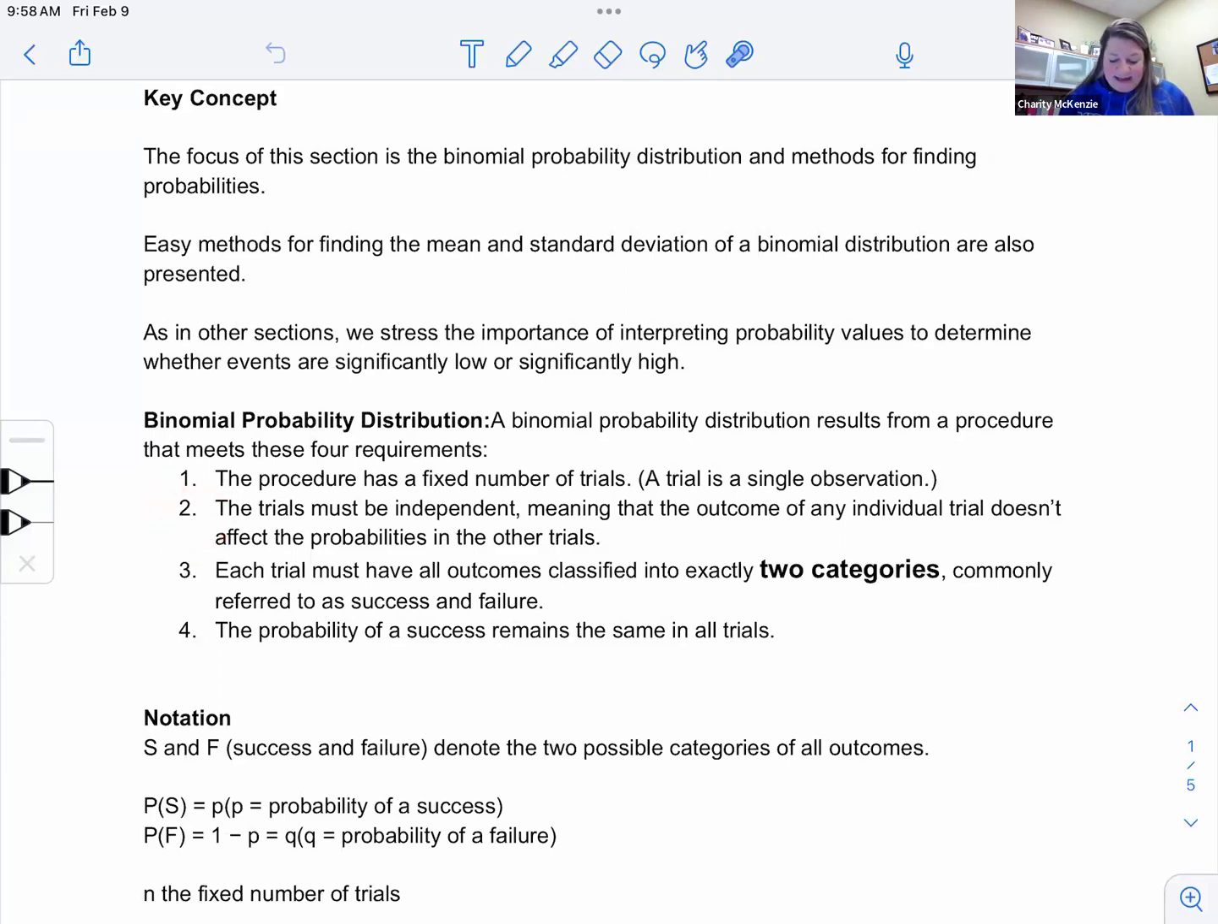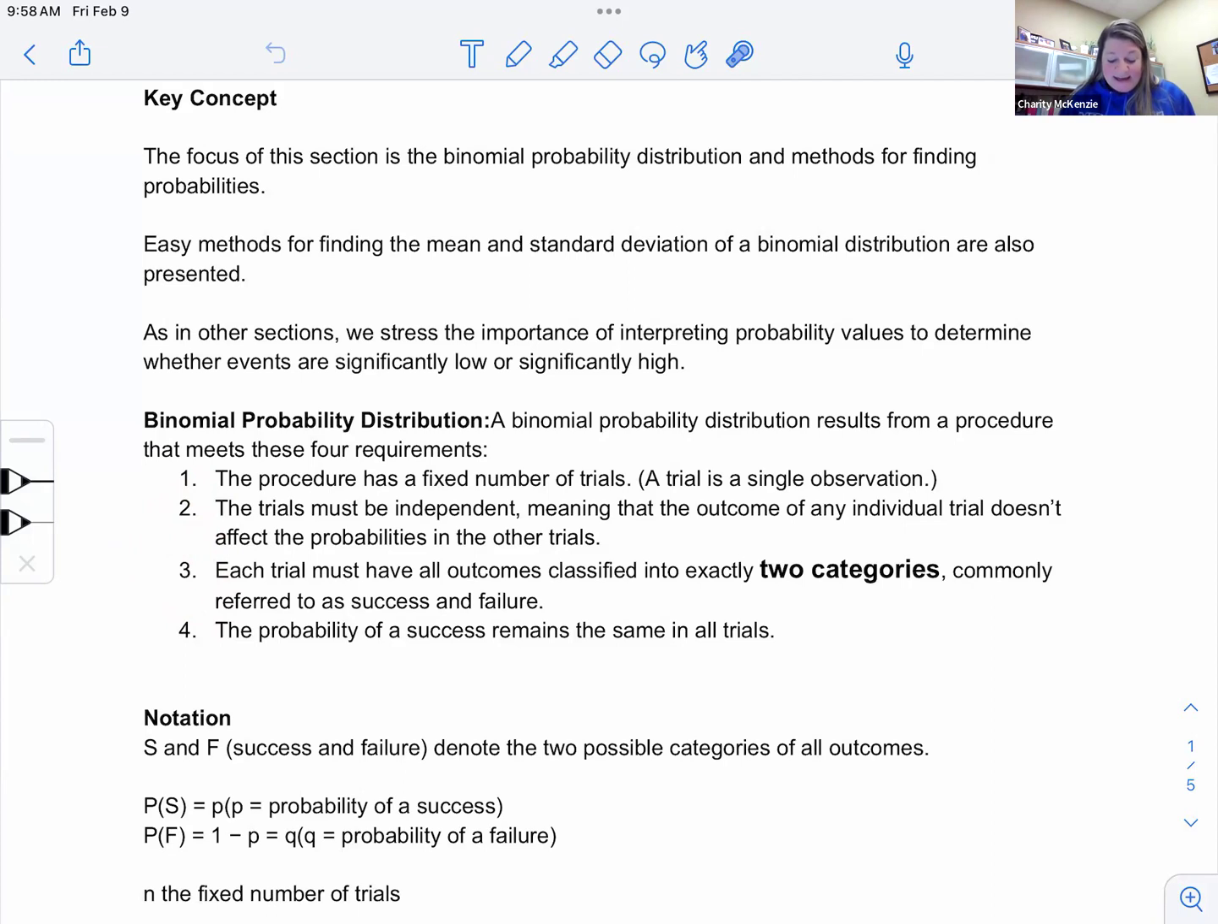It needs to be independent, meaning one trial doesn't affect the other. So if you are saying without replacement on anything, then it's not independent, it's dependent, so it wouldn't meet the requirement. If so, we really wanted to say with replacement.